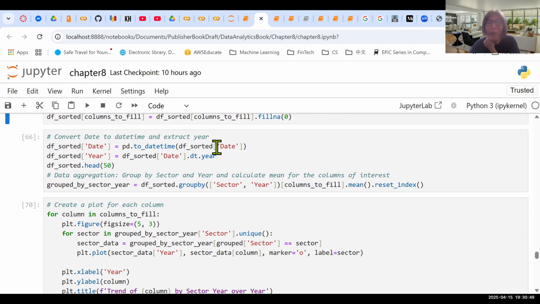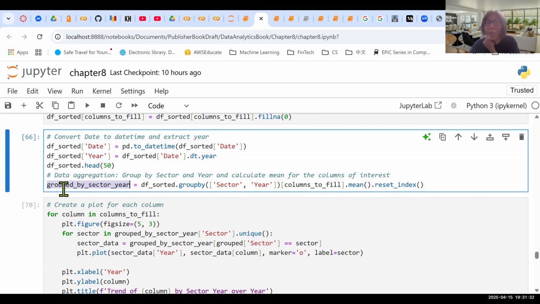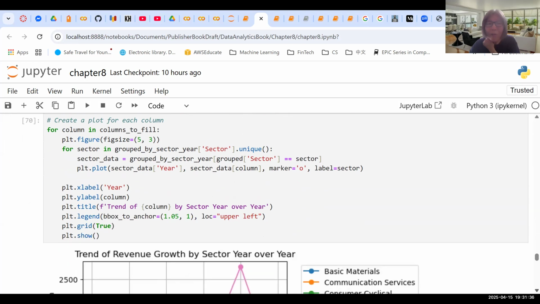Regarding the sorted data frame, we also convert the date to datetime, and then we extract the year. Then we group by the sector and the year, and we find the mean value of the different columns regarding the sector and year distribution, so that we can have some idea. The result is going to be a data frame, with different columns like revenue, gross margin, EPS, and so on.